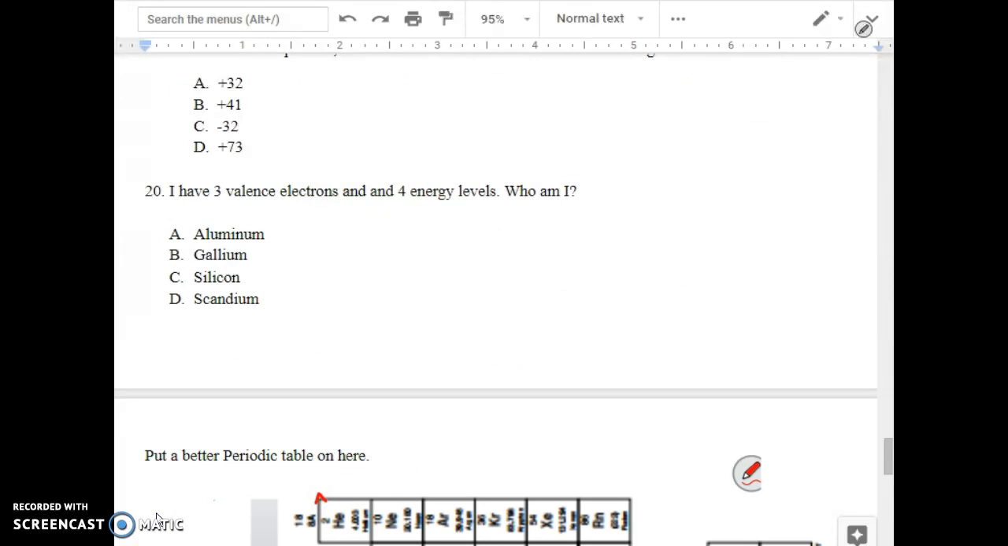And lastly, number 20, I have 3 valence electrons. So right now, valence electrons tells me that I am in group 13, because that's the one that has 3A. And 4 energy levels. So 4 energy levels, I know that that's going to be in period 4. I look on my periodic table, and my correct answer is going to be gallium.